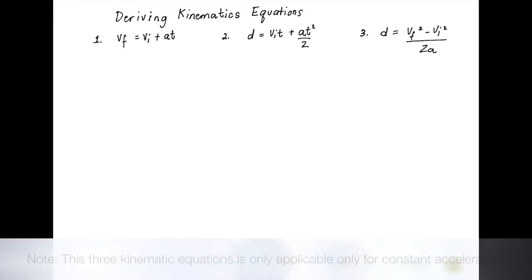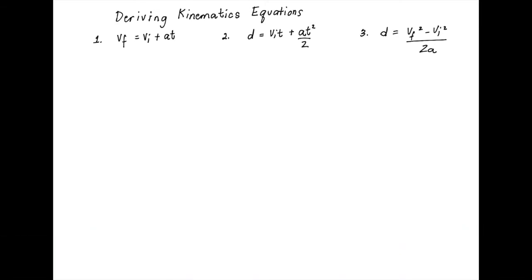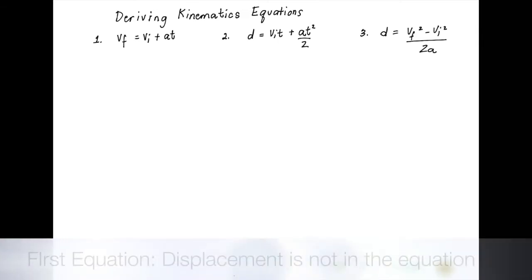This time I will show you how the three kinematic equations have been derived. And we have the first equation, Vf equals Vi plus At. The second equation would be distance equals Vit plus At squared over 2. And the third equation would be D equals Vf squared minus Vi squared all over 2a. Okay, so let's start to derive our first equation.